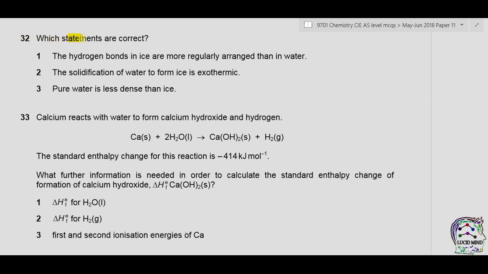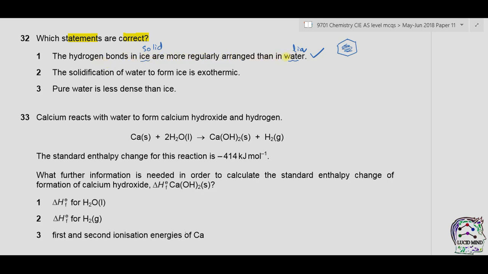Question 32. Which statements are correct? Number 1. The hydrogen bonds in ice are more regularly arranged than in water, as water is liquid and ice is solid. And we also know that in ice, the water molecules are arranged in such a way that there are empty spaces between the molecules. As ice forms a crystal structure, this statement is correct.